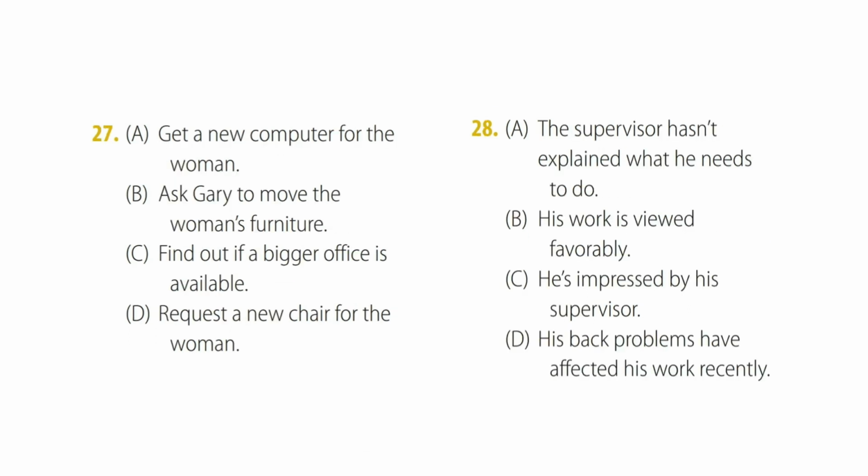Number 27. I'd like to get a chair with wheels because I need to be able to get from the computer to the phone more easily. I'll take it up with Gary in office furnishings, but I can't make any promises. What will the man do?